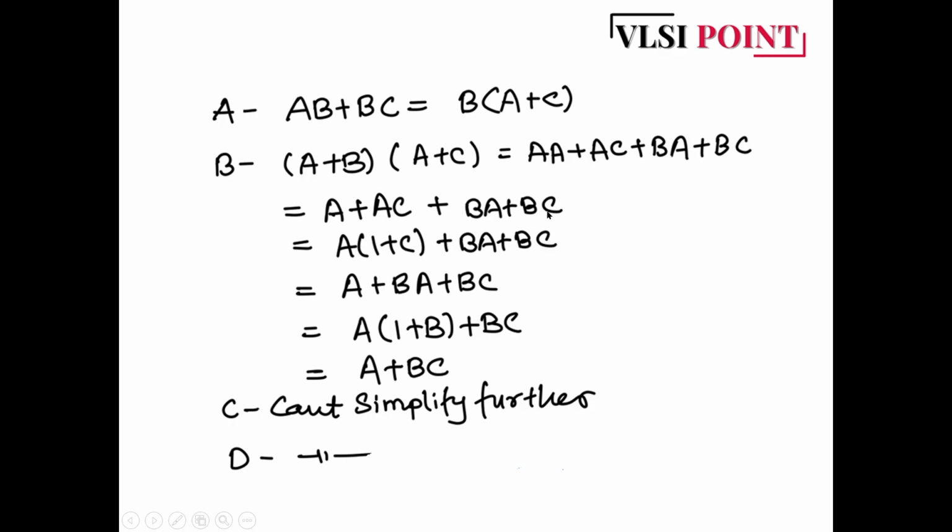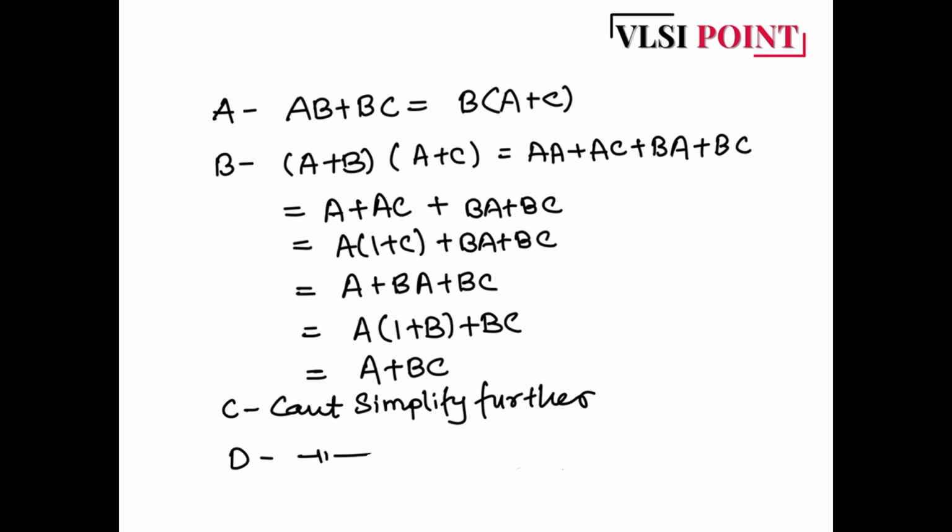Now from this equation you can take A as common. If you take A as common, it's nothing but A(1 + C). In BA + BC, you can take B as common as well. Before that we should know that A into A is nothing but A. For example, if you are multiplying 1 with 1, it is 1. If you are multiplying 0 with 0, it is 0.